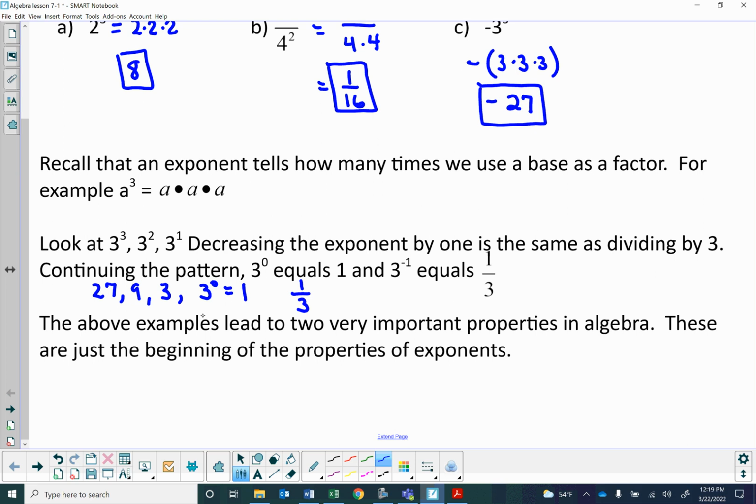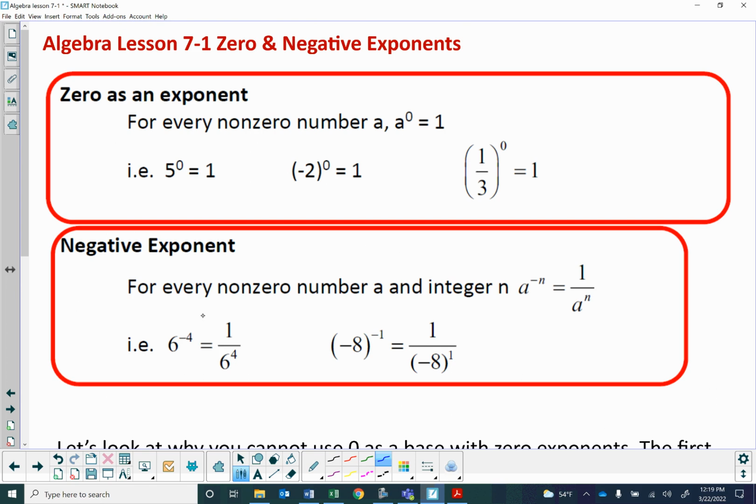Two of these properties, the 0 as an exponent property and the negative exponent property. The 0 as an exponent property says for every non-zero number a to the 0 equals 1. That means 5 to the 0 power is 1, negative 2 to the 0 power is 1, 1/3 to the 0 power is 1. As long as your base is not 0, anything to the 0 power is 1.